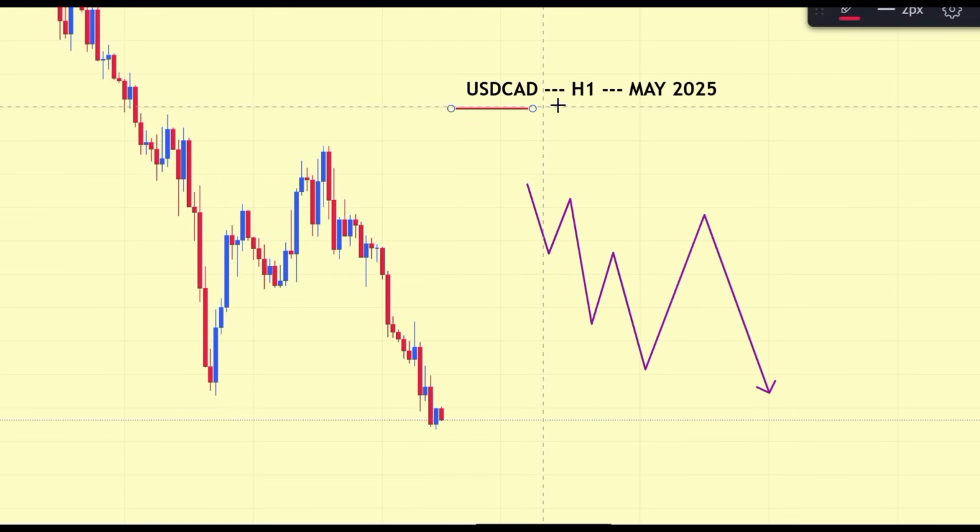So this is USD CAD 1 hour time frame, May 2025 price action, and I'll be using it to showcase the true or the pro way to map true SMC market structure. And so without further ado, let me dive in.